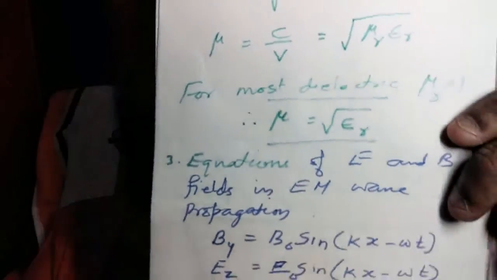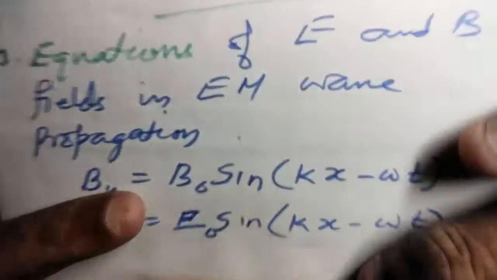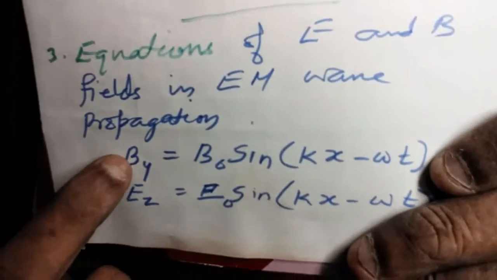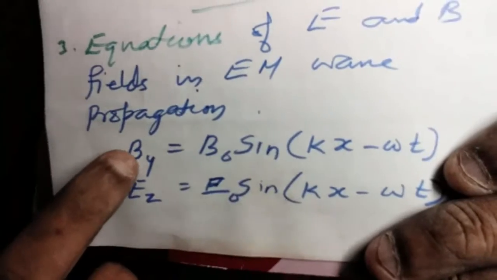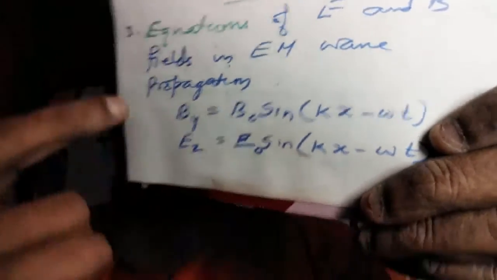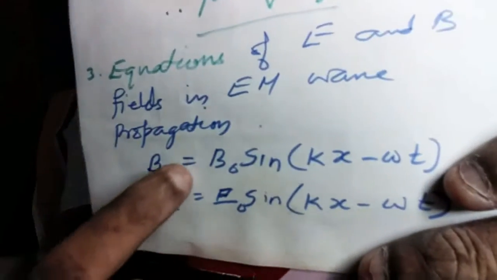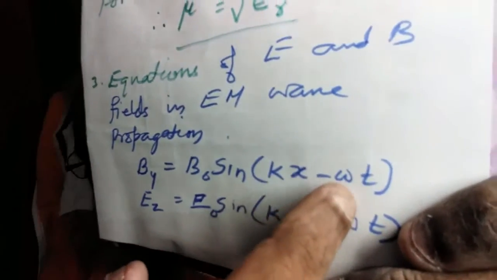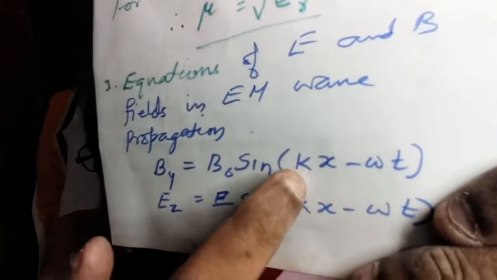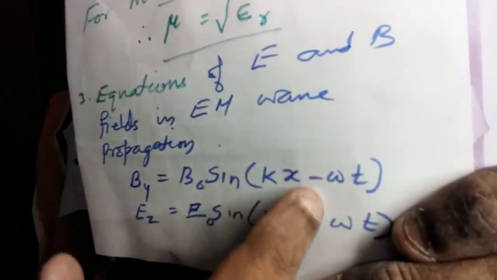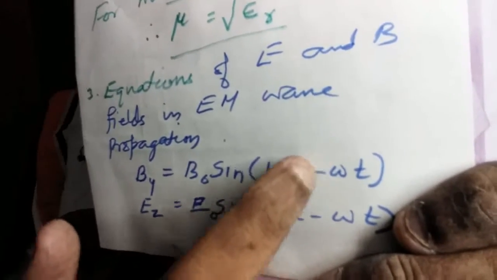So there are two equations. One is for magnetic field, representing magnetic field associated with electromagnetic wave. That is By. By means magnetic field is vibrating parallel to the y-axis. By equals B0 sine kx minus omega t. This denotes that the wave is propagating along the x-axis, x direction.